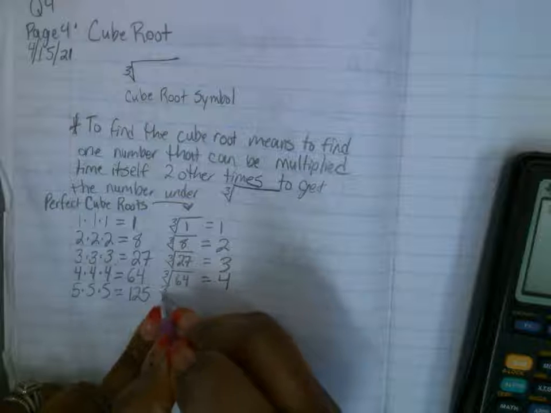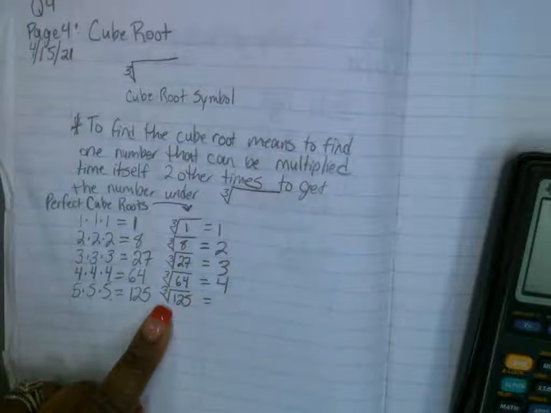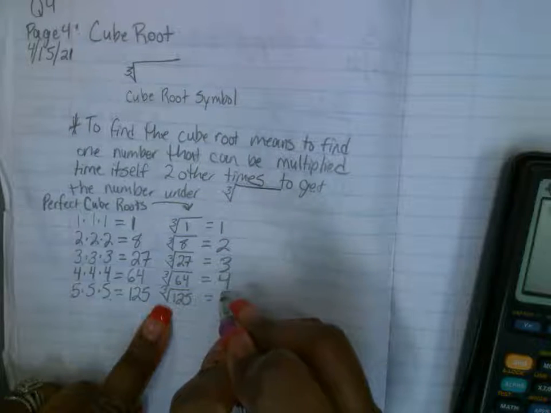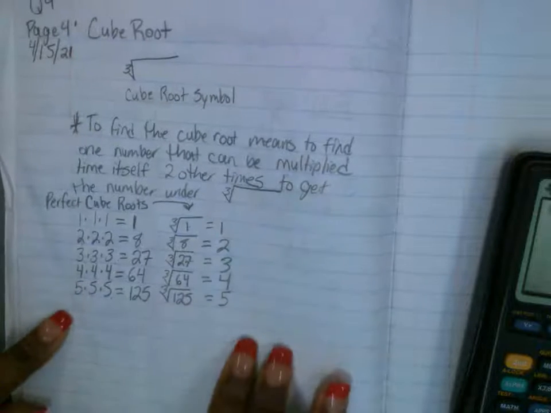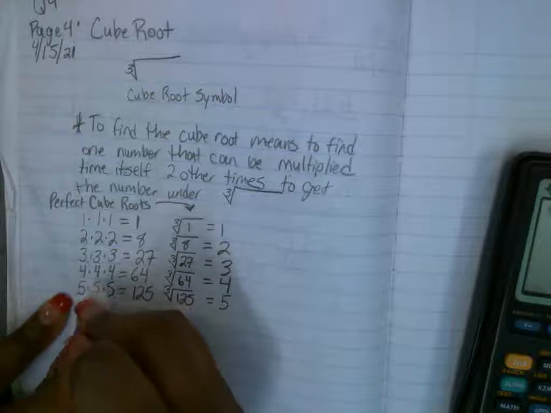So the cube root of 125 is equal to what number? 5. Okay? All right. Let's do 2 more, okay?